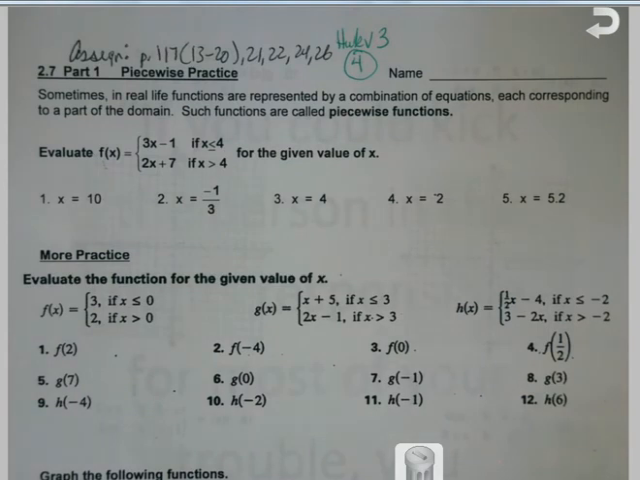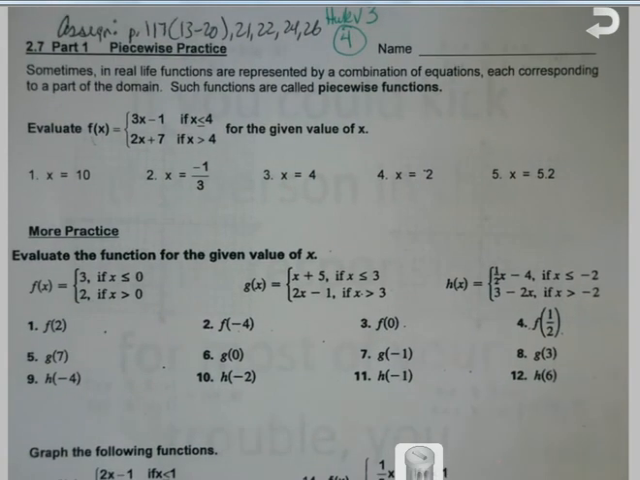So here we go. All right, in real life, and we'll get into some life applications of this as well, we get represented a combination of equations, more than one. Sometimes it may be 2, sometimes it may be 3, so on and so forth. So what they're called is piecewise functions because we take them in pieces and we do them. So here's how these work.